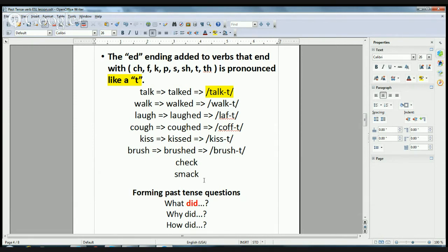Okay, Haide, how do I pronounce the past tense of the words kiss and brush? Kissed, brushed. Good. All right, and then Rafa, how do I pronounce check and smack?